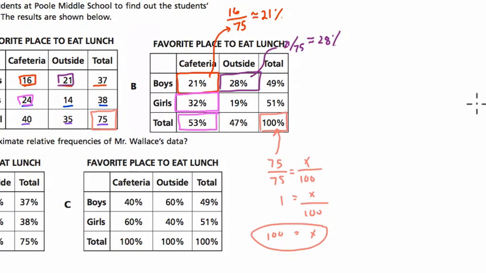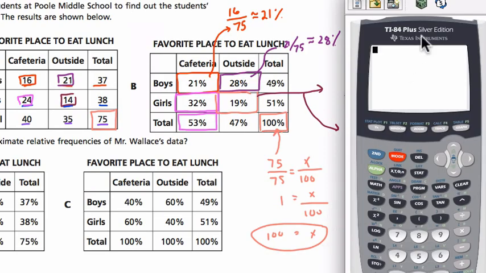Scroll over here. Probably one of the friendliest ways of dealing with this is to set up a proportion. So let's assume we don't know the answer is 19%. We know that there are 14 girls who prefer to go outside, and we're asking what is that out of 75? I'll show this in two different ways. 14 out of 75 is a decimal. If we calculate that and multiply it by 100, that gives us our percent. So that's one strategy. Let's try that one first.